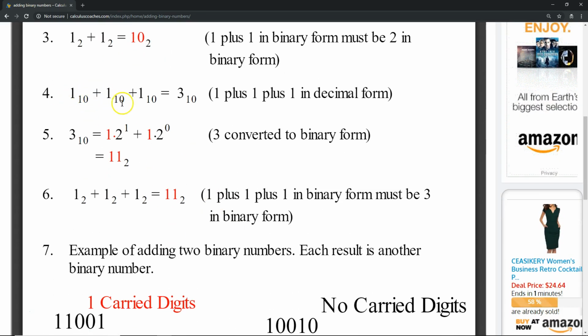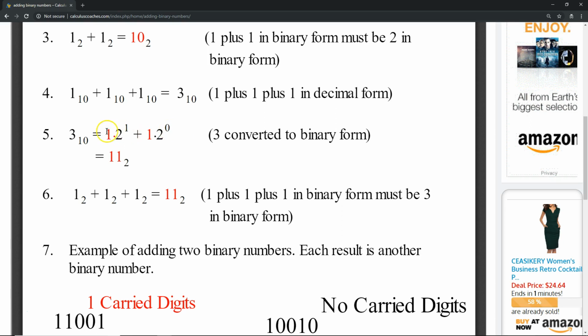1 base 10 plus 1 base 10 plus 1 base 10 is 3 base 10, naturally enough. So now, take a look. 3 base 10, when you convert that to binary form, is going to give you the following. 1 times 2 to the first plus 1 times 2 to the 0. 2 to the first is 2. 2 to the 0 is 1. 2 plus 1 is 3.